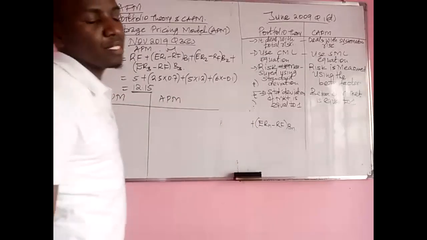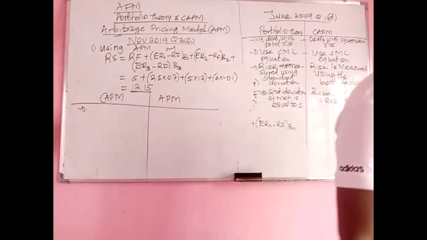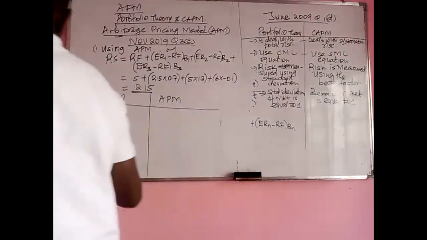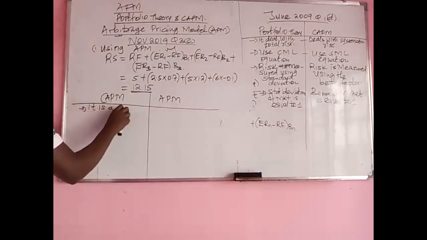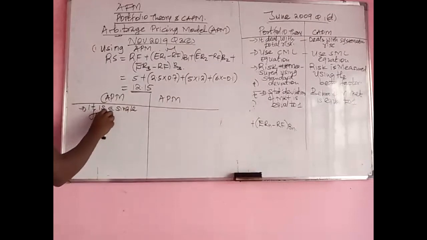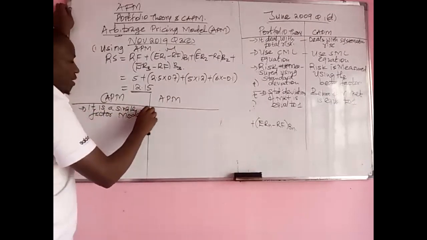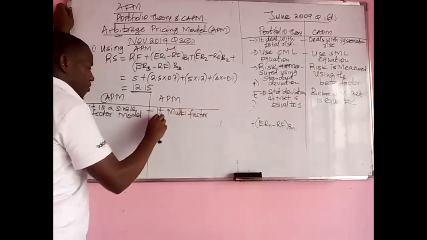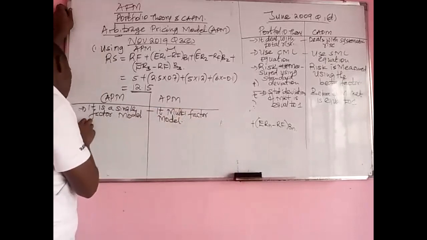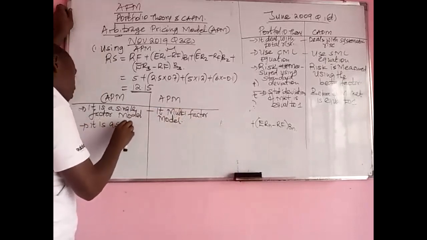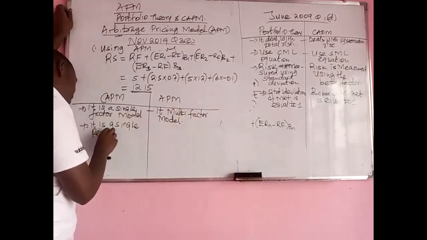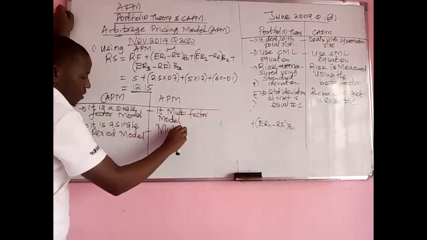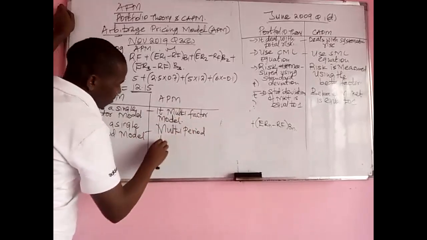Now, one of them is that CAPM is a single factor model. This other one, the arbitrage pricing model, is a multi-factor model. We also say CAPM is a single period model. This one is a multi-period model.